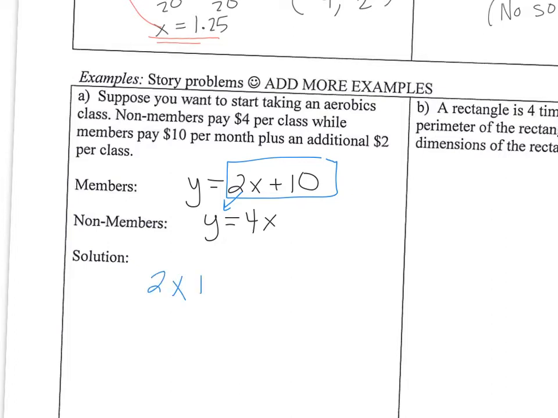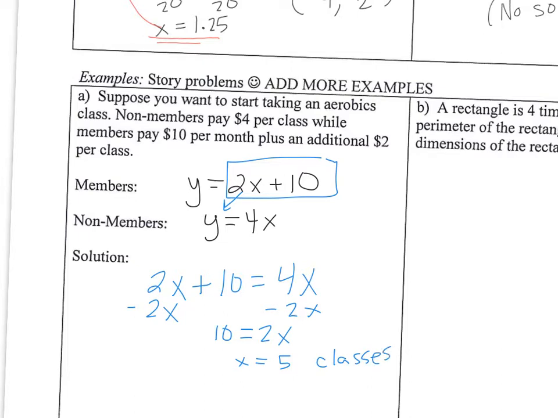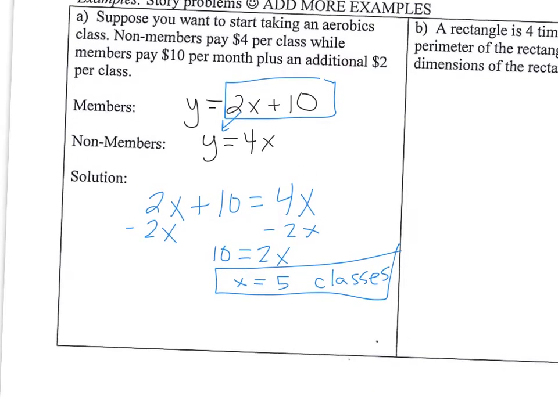So I can solve by substitution by letting this be substituted right here. So I have 2x plus 10 equals 4x. I'm going to get one side equal to 0. So 10 equals 2x. x equals 5. So 5 classes is my solution. At 5 classes, it's going to cost $20.